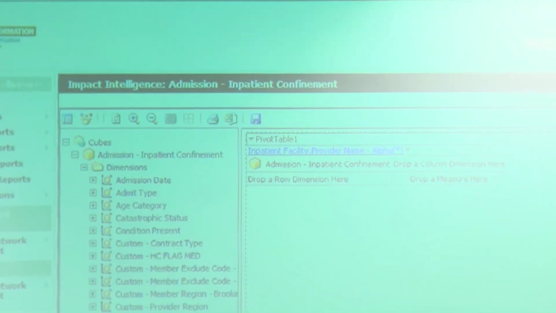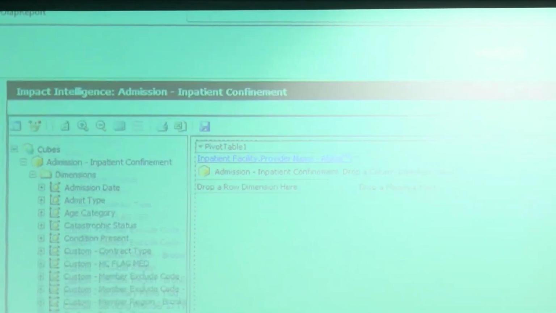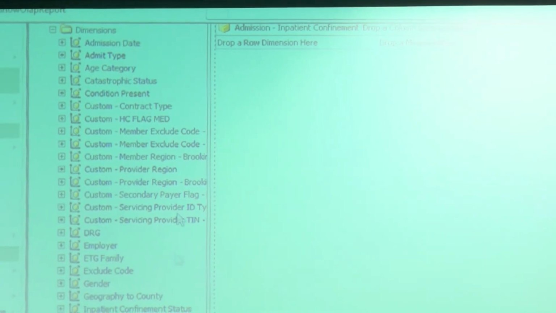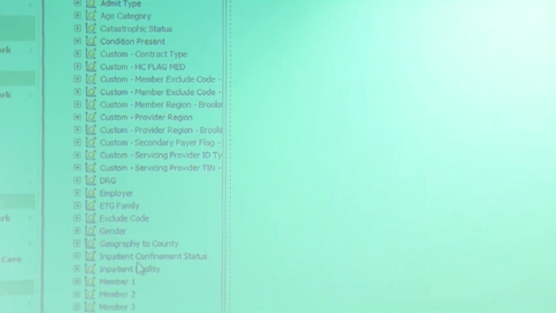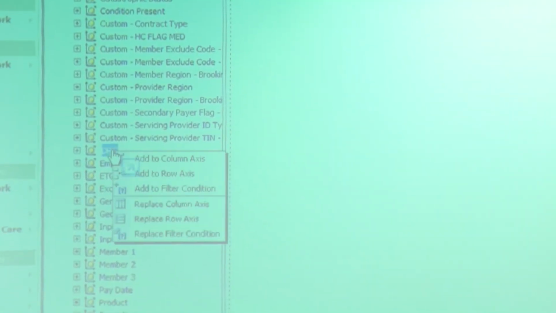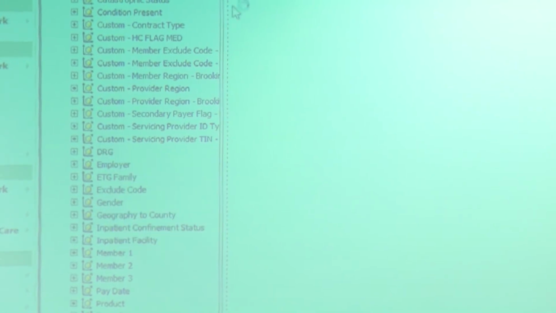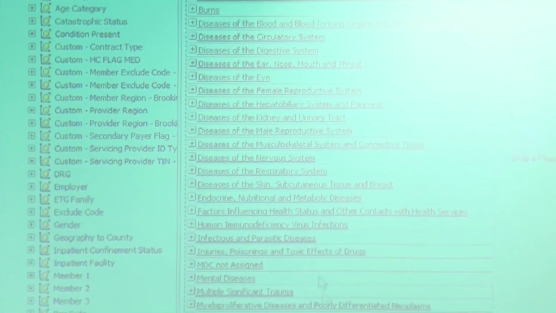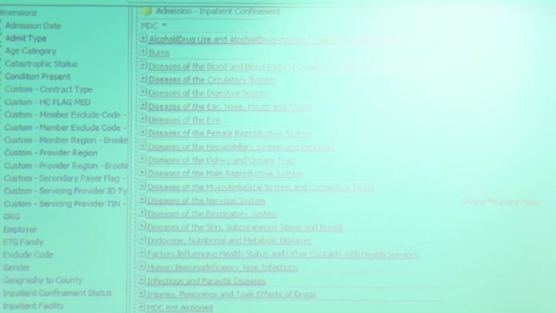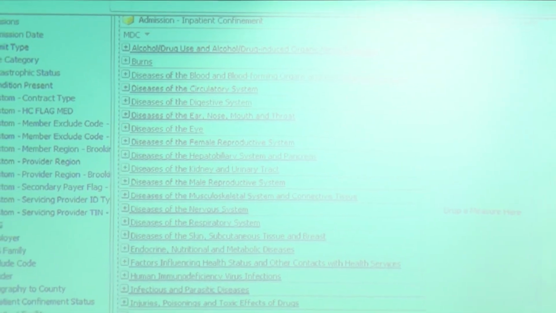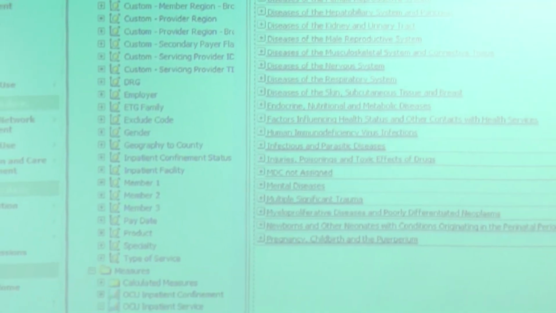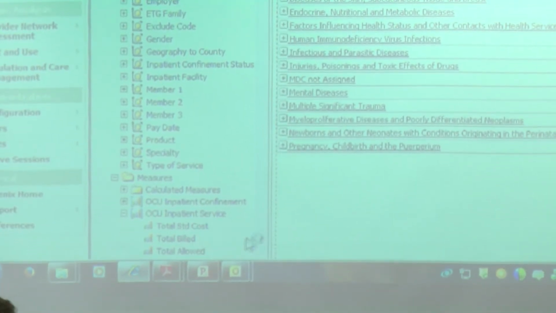Okay, so now that we've got those called up, what would you like to know about them? What other dimension should we bring in? Specific, maybe diagnosis related groupers like DRG. Okay. 1, 2, 3. Yep, I can add that to a row axis right here. Cost associated with them would be down here. Inpatient services, total standard cost, add to the data area.